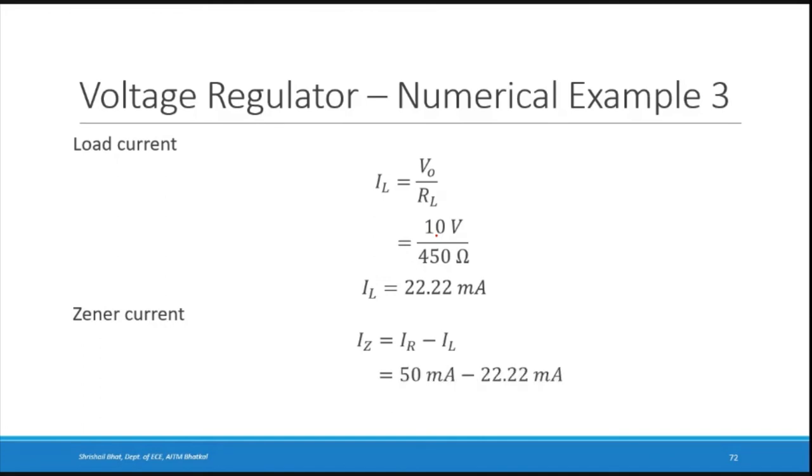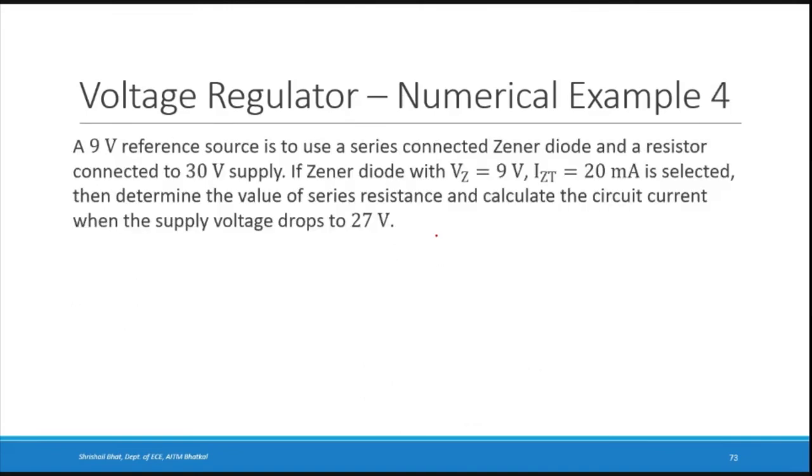So IR is 50 milliamps. IL you have obtained as 22.22 milliamps, and someone has already calculated, right? Umair has already calculated the answer to be 27.78 milliamps. That's the Zener current. IZ is 27.78 milliamps, right? This is how you can find different currents and voltages in a given circuit from the given parameters. There is another problem.